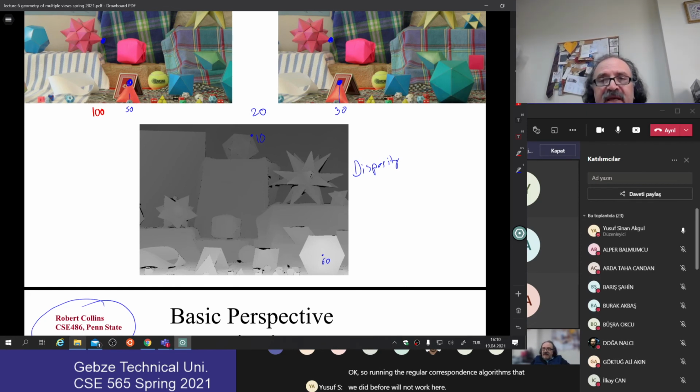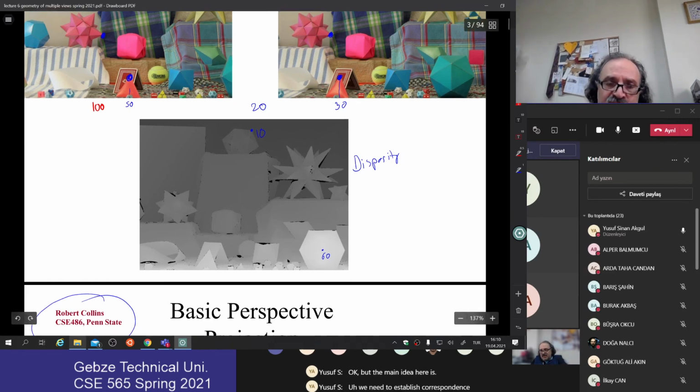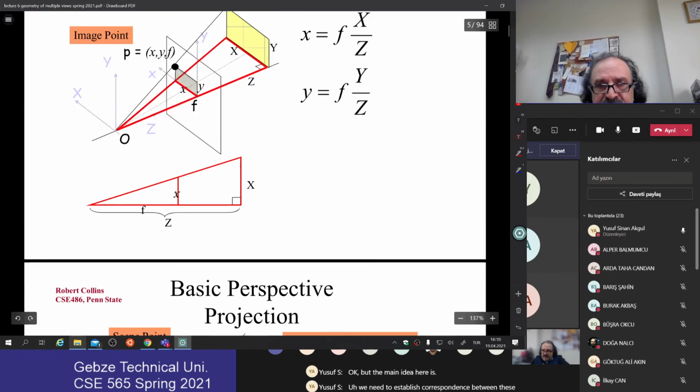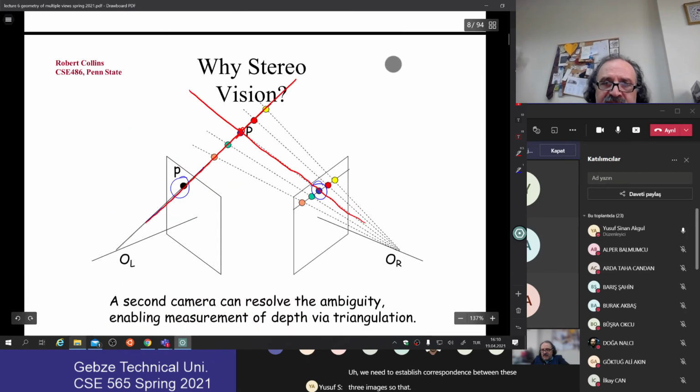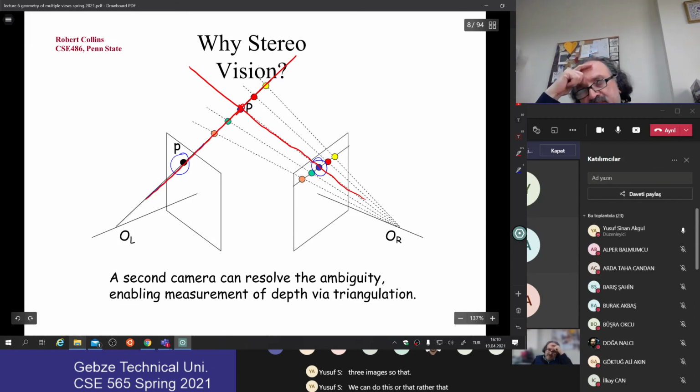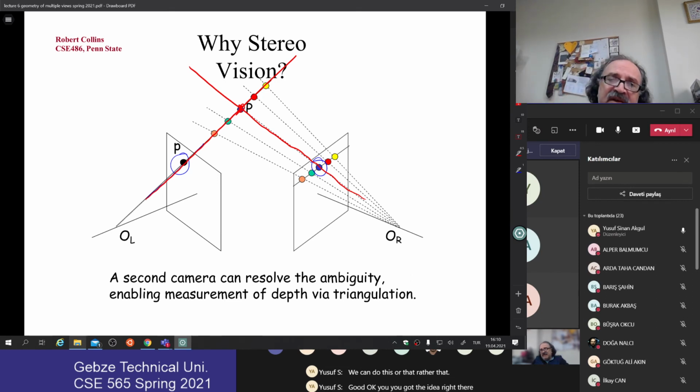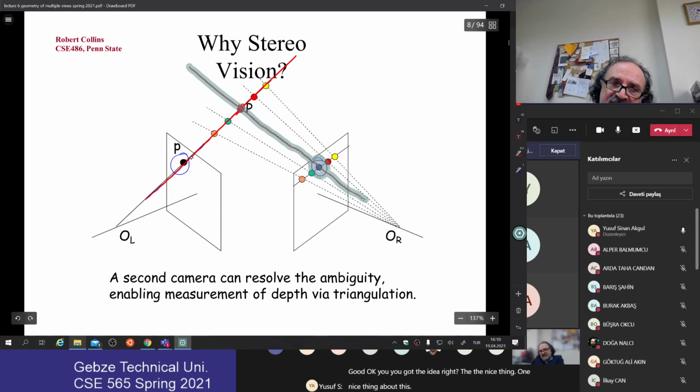But the main idea here is we need to establish correspondence between these two images so that we can do this, or rather that. Good, you got the idea, right? One nice thing about this picture is this.